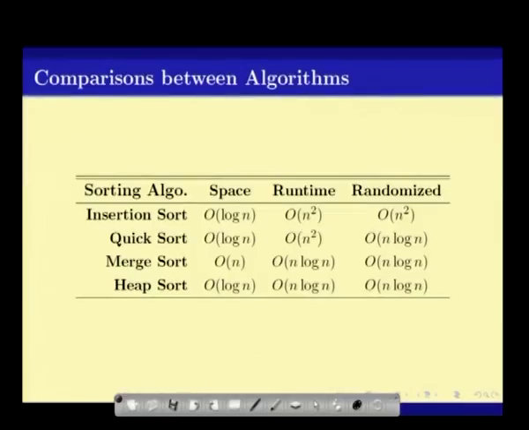So, under this set of notations, one can say that for these comparison based algorithms, the space complexity for insertion sort and quick sort has been O of log n, whereas in the case of merge sort it has been O of n. And in the case of runtime, it is O of n square for insertion sort and quick sort, and in the case of merge sort it is O of n log n.